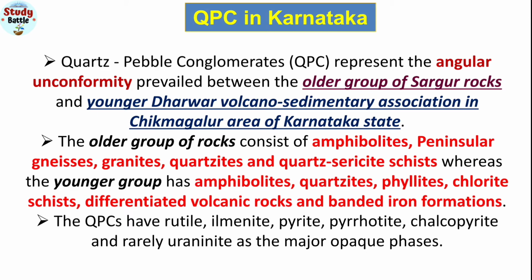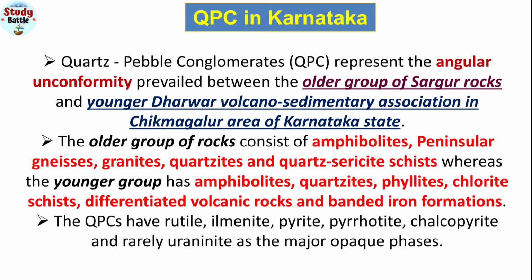Then we will talk about how QPCs are distributed in different peninsulas of India. Firstly, QPC in the Karnataka region. QPC in Karnataka represents a very prominent angular unconformity between the Sargur rocks and the Dharwar volcanic sedimentary rocks. The Sargur group is older as compared to Dharwar, so there is an older group of Sargur rocks and the younger Dharwar volcano-sedimentary association.